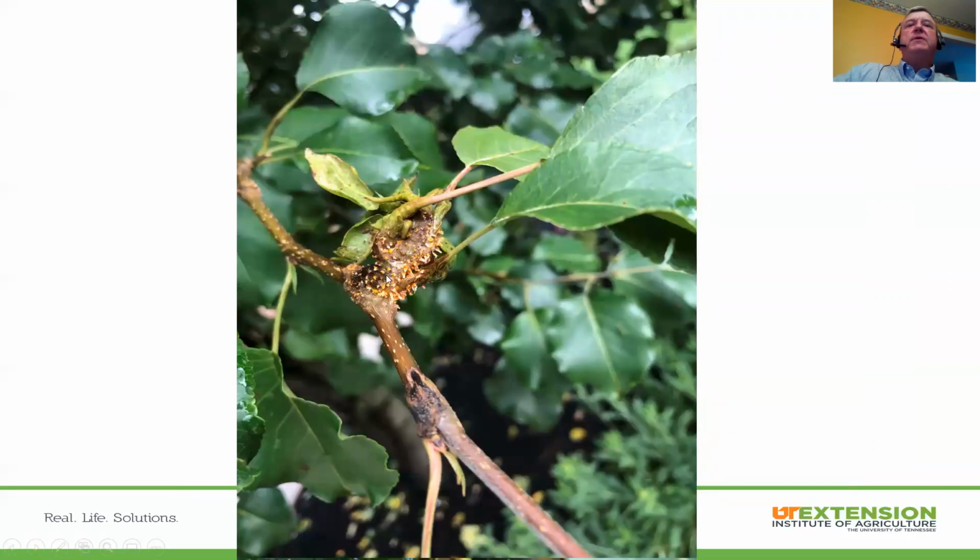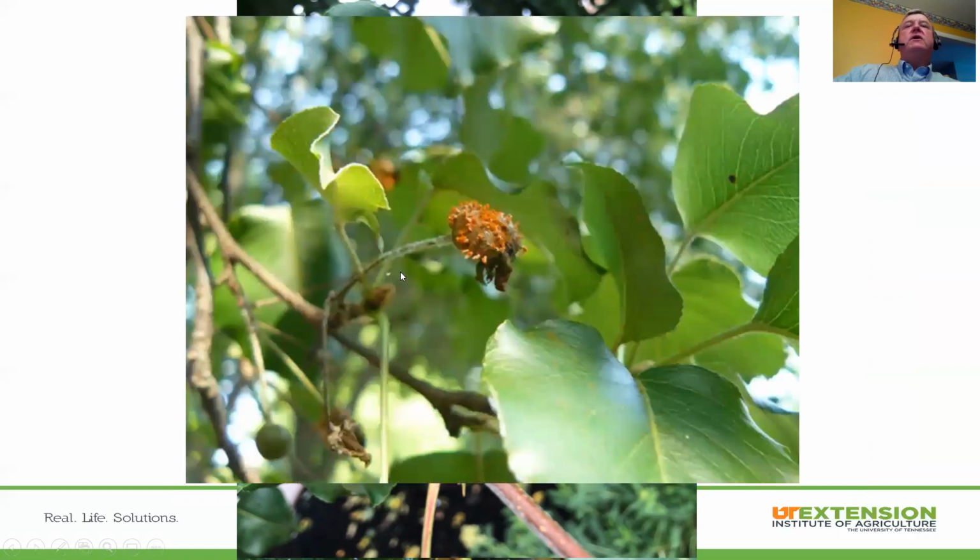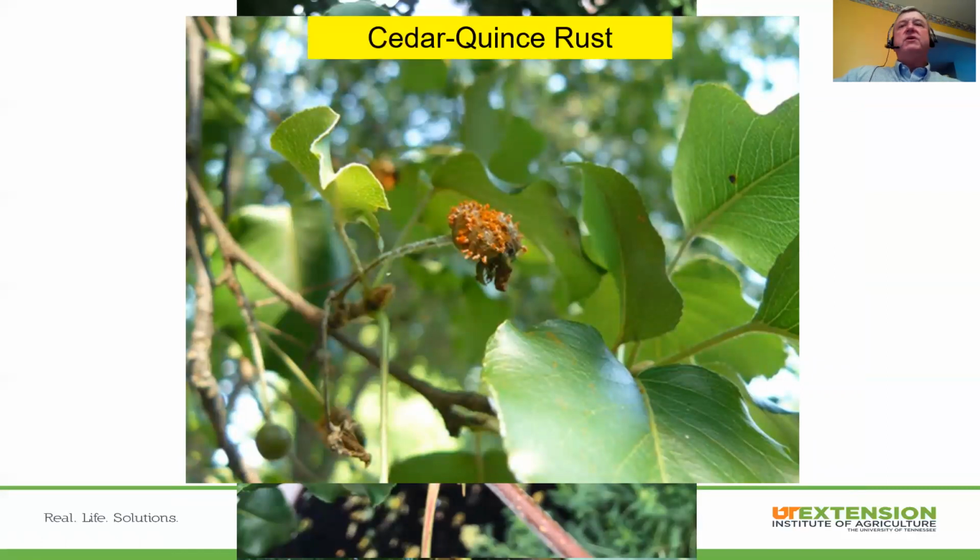Here's another shot a little bit closer up. You can see that orange material there on that swollen area. And here is a little fruit. It's a little Bradford pear that shows the little orange tendrils hanging out of there. What's causing this? Well, that's a disease. It's one of the rust diseases. This is called Cedar-Quince rust.